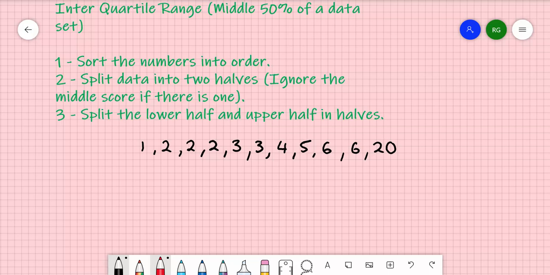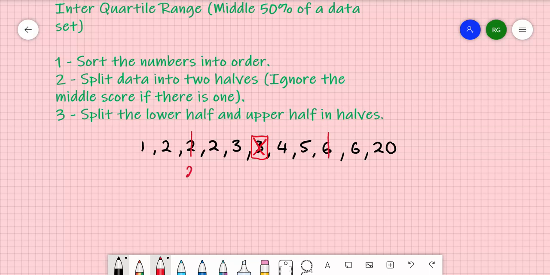I have 11 numbers here. So my middle number, I think, is this. I can check. I've got 1, 2, 3, 4, 5 numbers to the right, 5 numbers to the left. So as the instructions say, you split it into 2 halves, but ignore the middle score if there is one. So I'm going to ignore that middle 3. Now I've got 5 numbers on either side. Your next step is to split the lower half and the upper half into halves. So I've got 5 numbers here, so I've got to split it there and split it there.